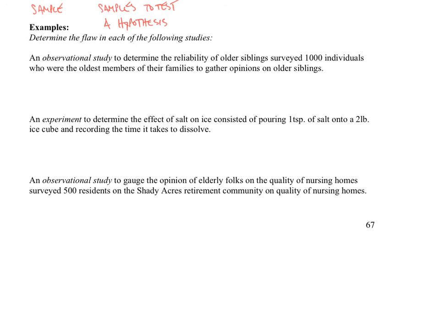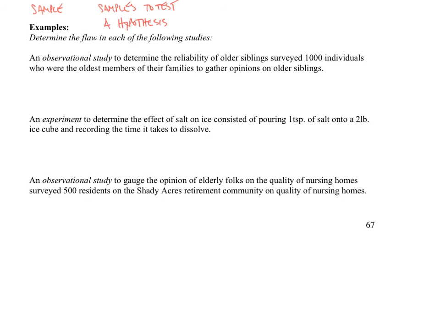What they did is they surveyed 1,000 individuals who were the oldest members of their families to gather their opinion on older siblings. So trying to find out how people feel about the oldest member of their family, and we're only surveying the people who are the oldest member in their family. So the problem with this is that the sample is not random.